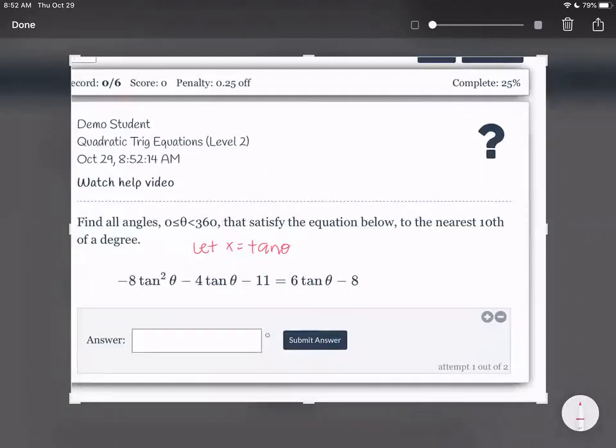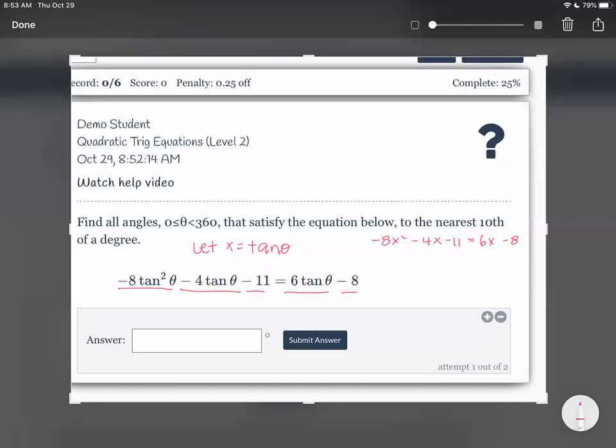Okay, so we have negative 8 tangent squared, so negative 8x squared, minus 4 tangent theta, so minus 4x, minus 11 equals 6 tangent theta, so 6x, minus 8. So I just converted everything from tangent to x. Any questions for that part? Okay. As always, feel free to interrupt me if I am going too fast.